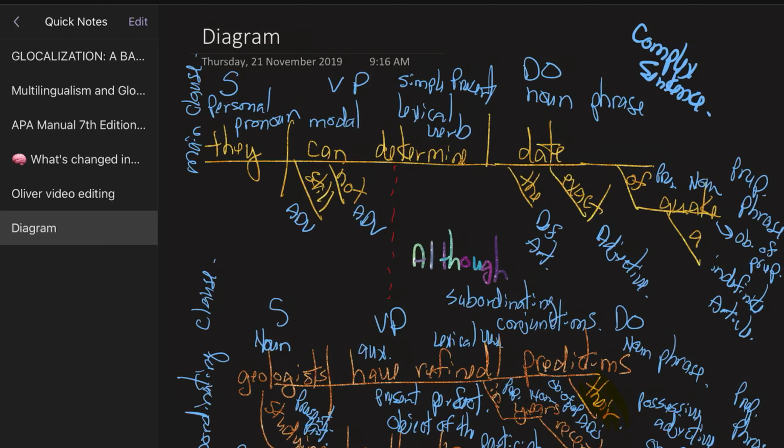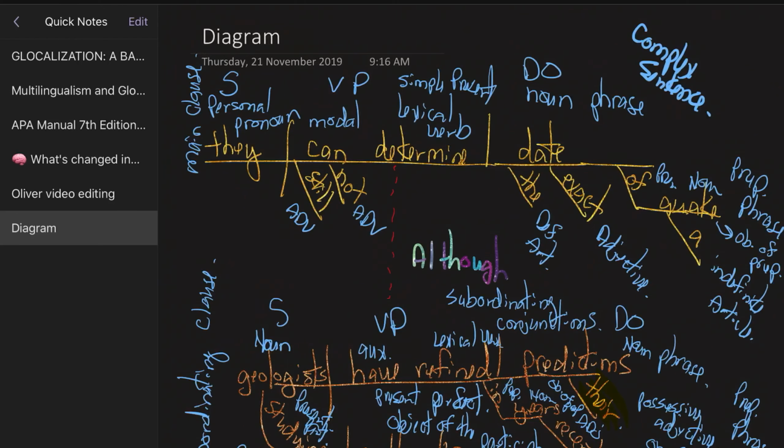They is the personal pronoun functioning as the subject. We have the verb phrase can determine. We have the modal can and the lexical verb determine. We could also mention that the lexical verb is in the base form, it's in the simple present. We have the adverbs still and not just below the verb.